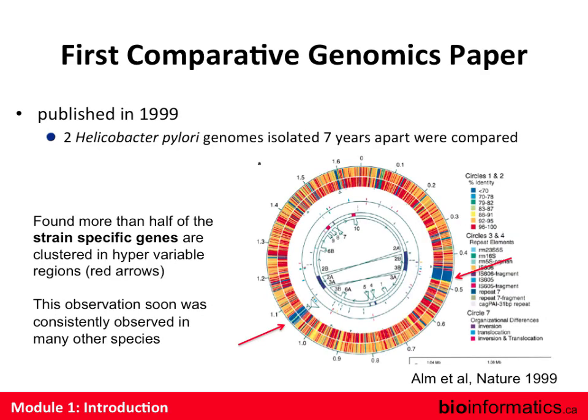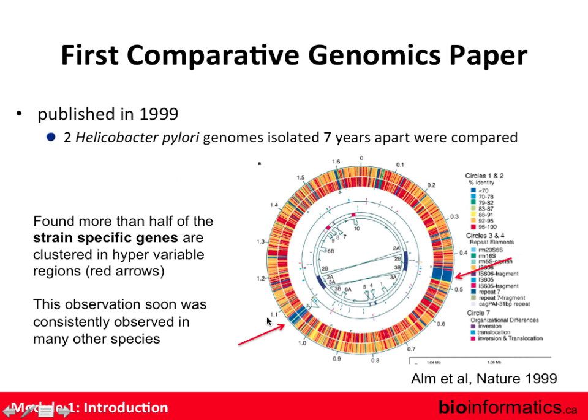So the first genome, as I mentioned, was published in 1995, and soon after that, the first comparative genomics paper came out. And they compared just the minimum number that they needed in order to call it a comparative genomics paper. So two Helicobacter pylori genomes were compared. They were isolated 7 years apart. And what's very interesting, at least at that time, was that they were able to line up the two genomes, as you can see here.